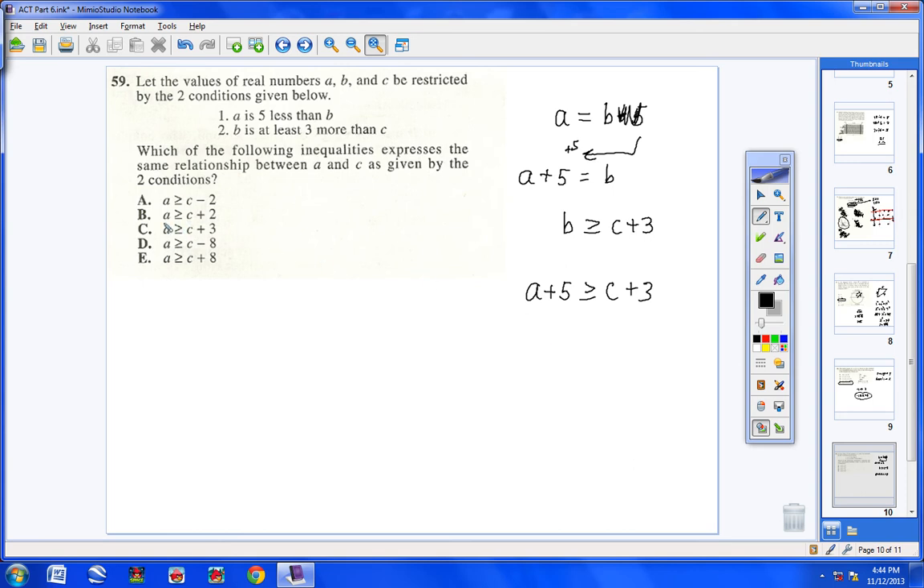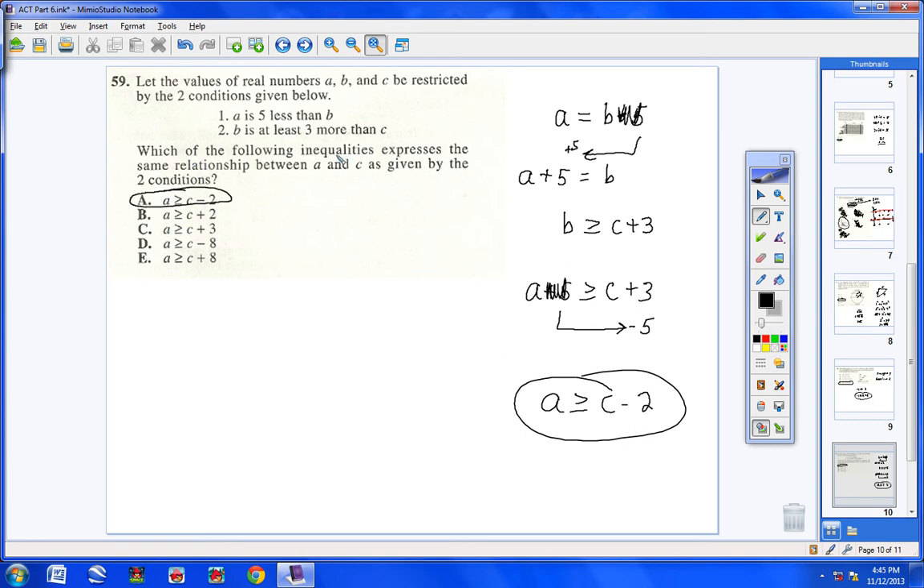And look at this. Now if I can get A by itself, maybe this will match one of these over here. So bring your positive 5 over, and it becomes a negative 5, and it's gone now. So I'm left with A is greater than or equal to C minus 2, because positive 3 minus 5 is negative 2, and that would be this answer right here, so letter A.